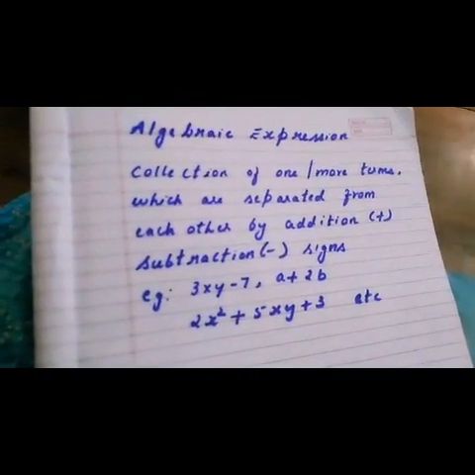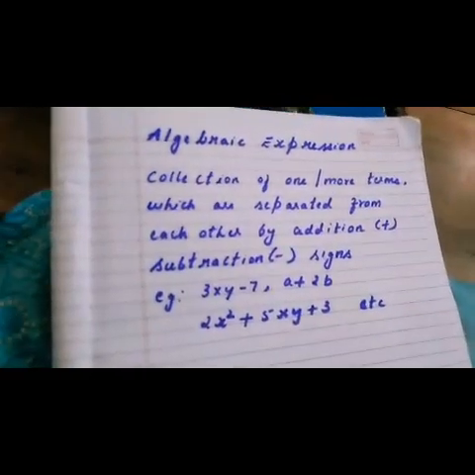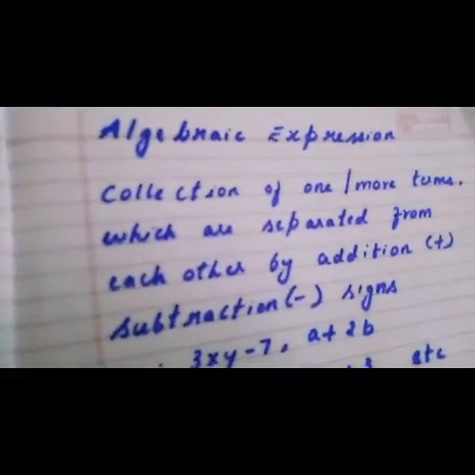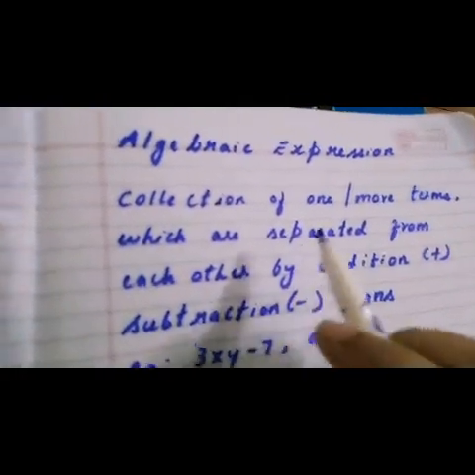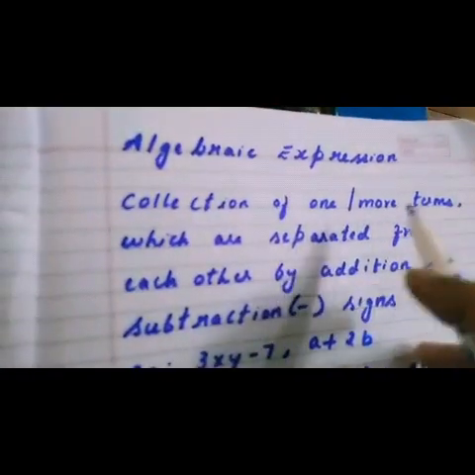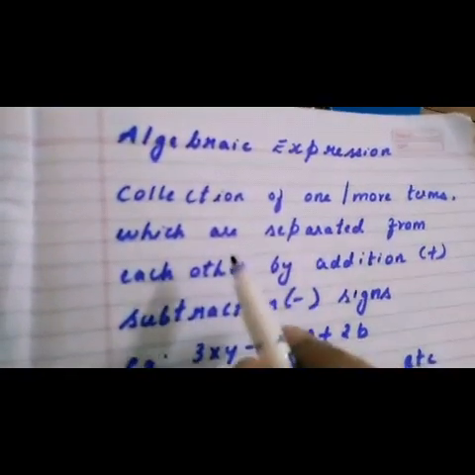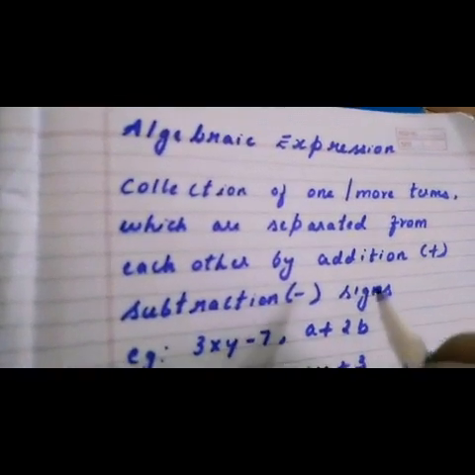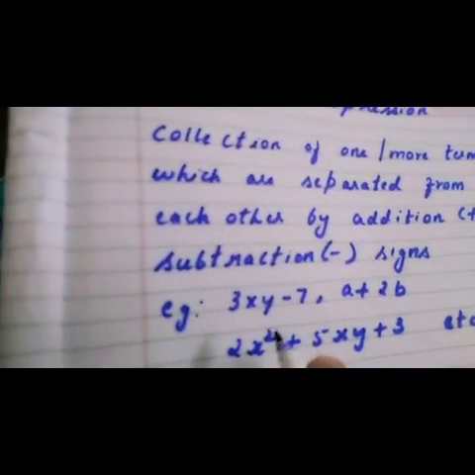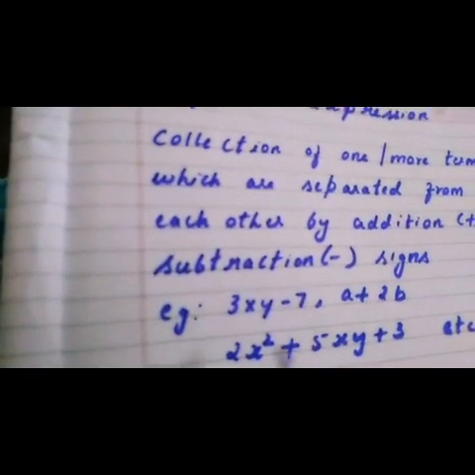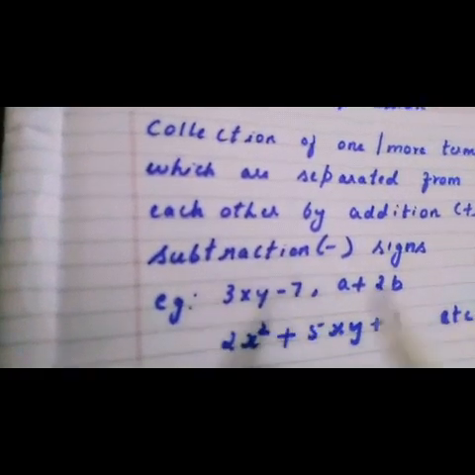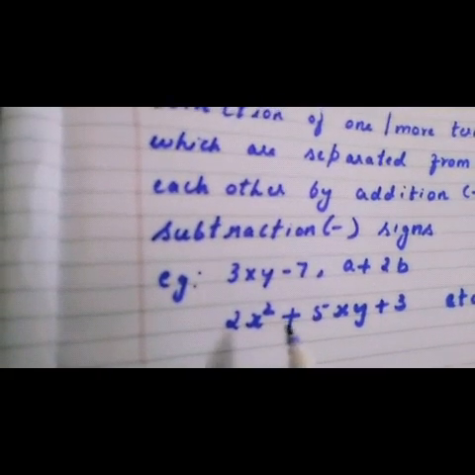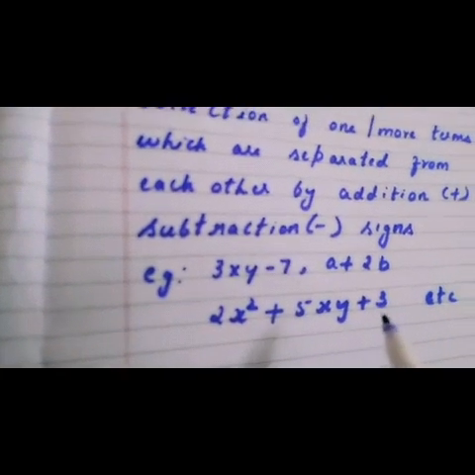Let's check out the next important concept of algebra, the algebraic expression. An algebraic expression is a collection of one or more terms. We learned about terms, which are separated from each other by addition or subtraction signs. For example, 3xy minus 7 is one expression. A plus 2b is another expression. The expression can also take the form of 2x square plus 5xy plus 3, etc.